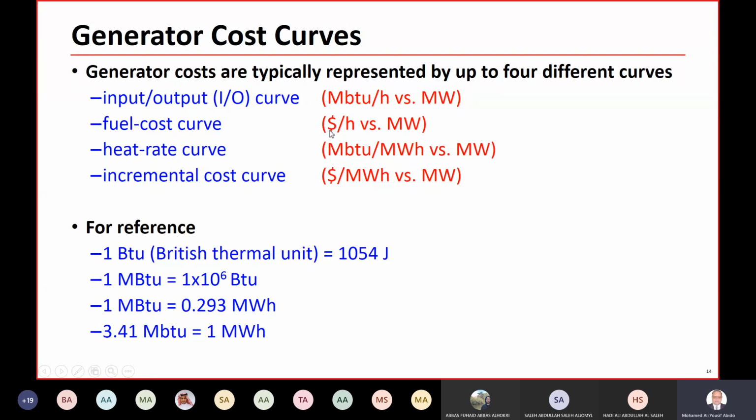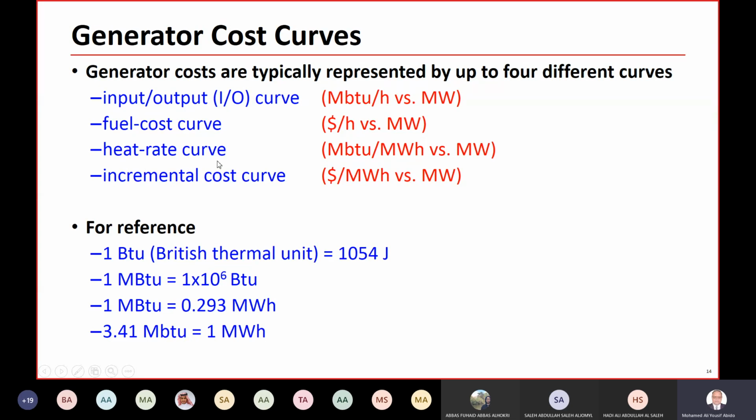You need, for example, 1 barrel of crude oil, the cost is $20, so you can multiply this amount of the fuel by the cost. So you can have the fuel cost curve. This is dollar per hour instead of heat energy here. Dollar per hour versus output power, which is megawatt.